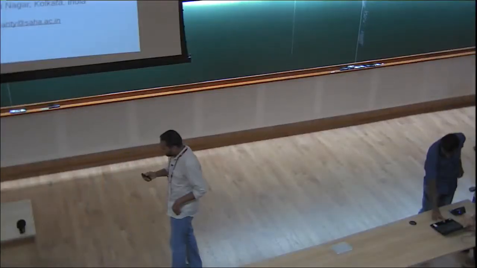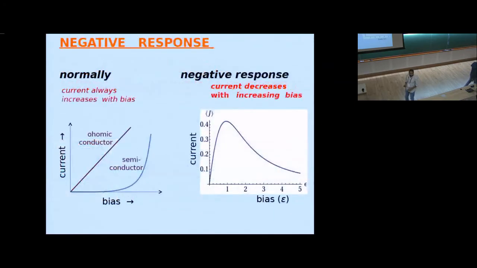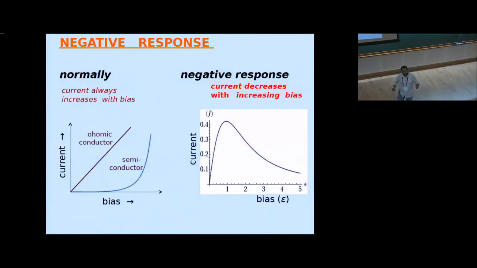So what I talk about today is negative mobility in interacting particle systems. Let us see what exactly I mean by negative response or negative mobility. Basically, you take an open system and you put some voltage or some potential, then the current will flow in the direction of the gradient.